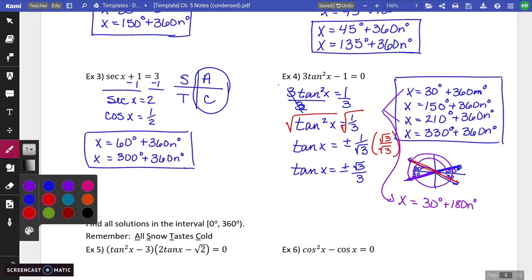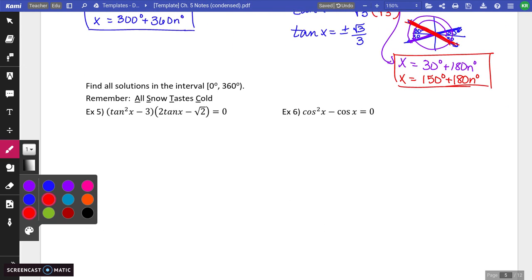Then these other 2 share the 150 and the 330. So same kind of thing. I could then say 150 degrees plus 180 n degrees. So either way, you can write it, and you are correct. Okay, so those aren't too bad.